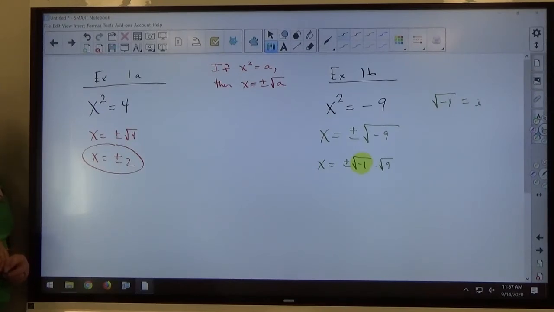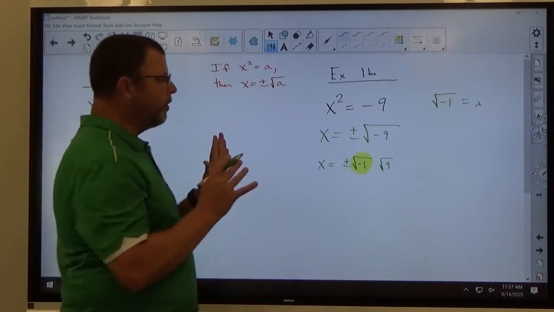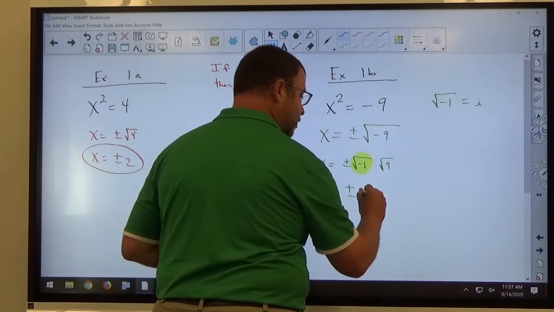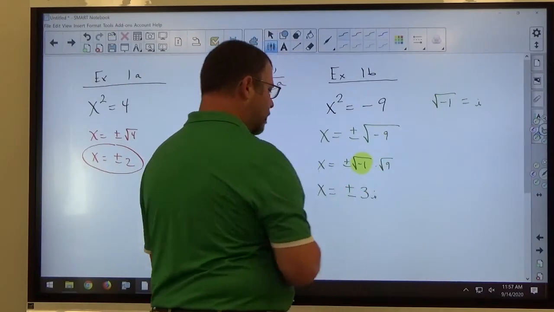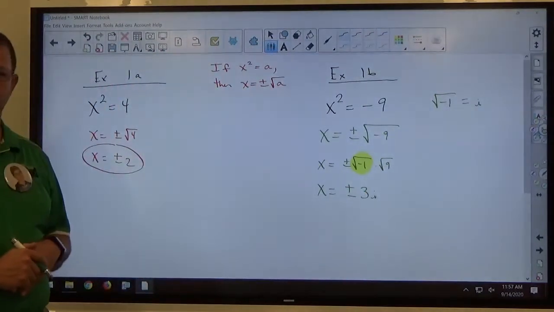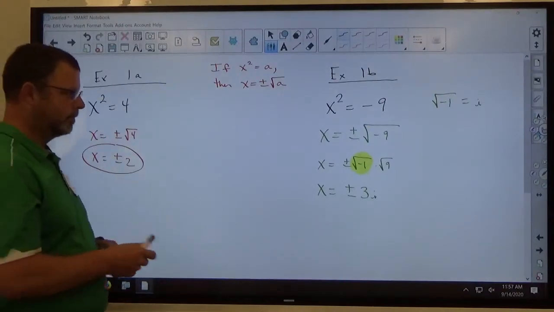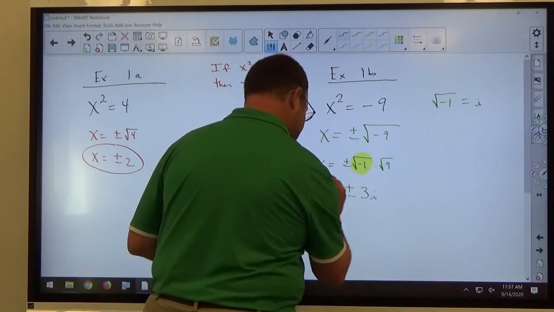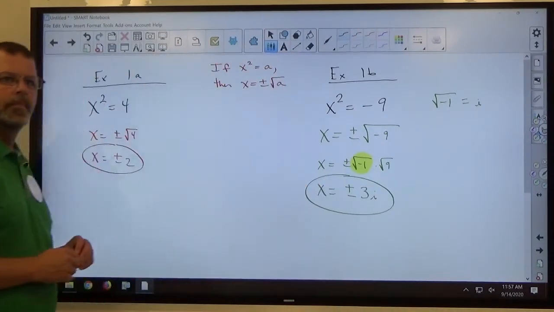That's how we create a negative out of a square. i times i is i squared equals negative 1. It creates that negative sign. And if we do that, can we all see then that x is equal to plus or minus the square root of 9, which is 3, and then the square root of negative 1 is i. It's not very pretty there, so rewrite it.